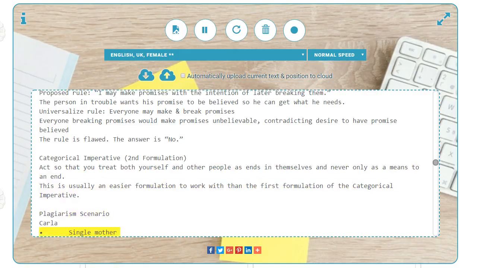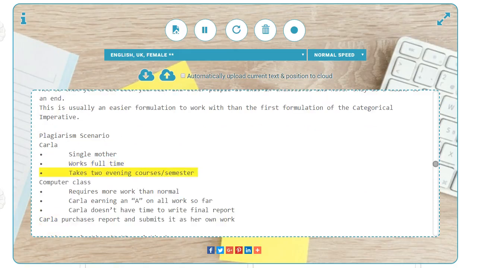Carla is a single mother who works full-time and takes two evening courses. This semester, her computer class requires more work than normal. She is earning an A on all work so far, but she doesn't have time to write the final report. Carla purchases a report and submits it as her own work.